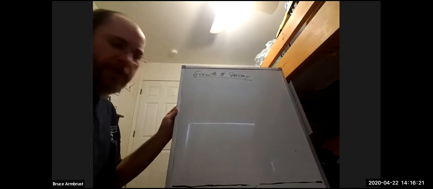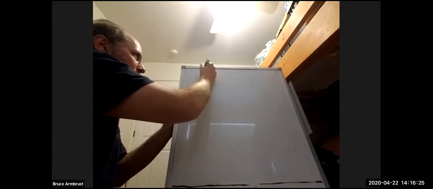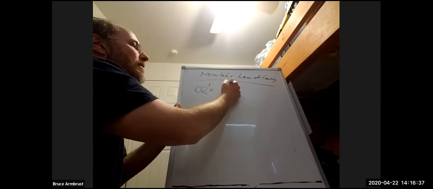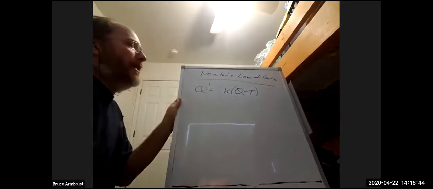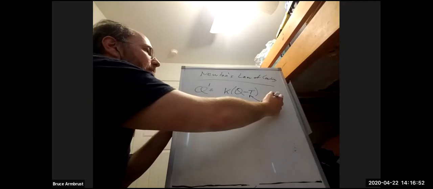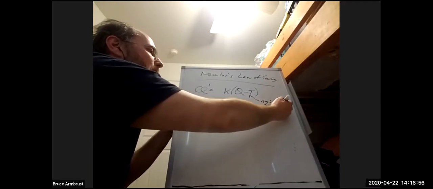So this is what that differential equation actually looks like. We'll go ahead and keep calling it Q. But for Newton's law of cooling, we're going to get that Q prime is equal to some proportionality constant times Q minus T, where T is your ambient temperature, the temperature of the environment. So the further off we are from T, the greater the change in temperature.